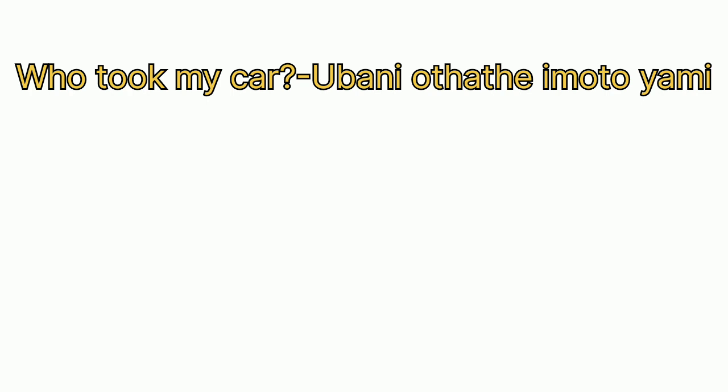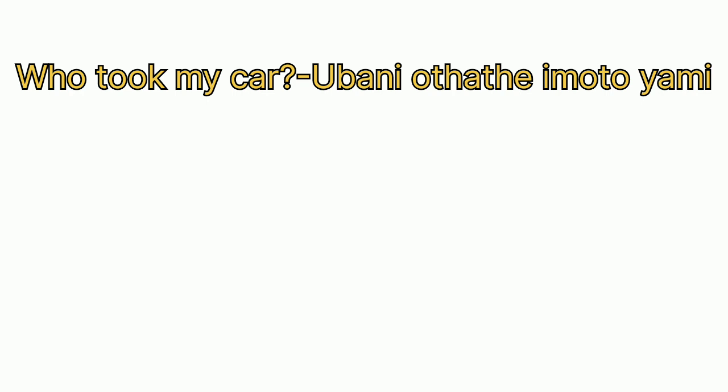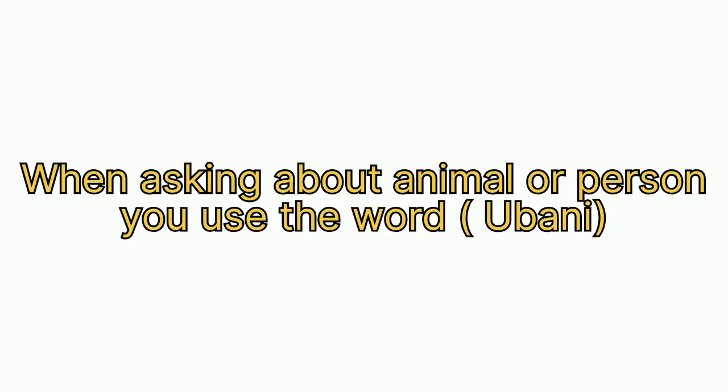Let's say you want to say, who took my book? Ubani uthathe incwadi yami. And by the way, a book is incwadi. Yeah, right now you're asking yourself, how is this possible? You said, what is ubani? No. When you ask about a particular subject, you're using the word ubani. About a particular person, by the way. Let me be specific. When you ask about a particular person who took your stuff, or about a particular person's name, you're using the word ubani.